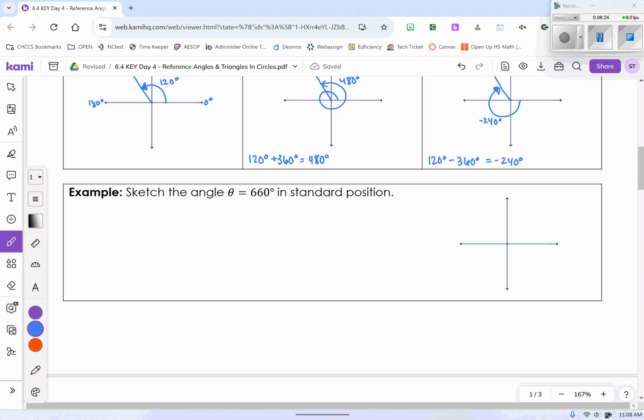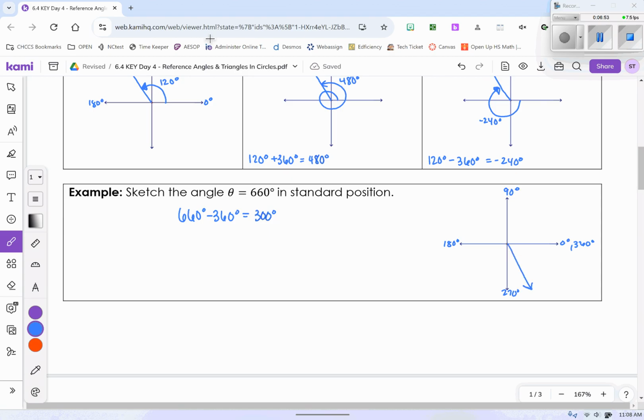The next one says sketch the angle theta 660 in standard position. So if you don't know where this is at, then I would suggest finding its coterminal angle to figure it out. So 660 minus 360 degrees means our coterminal angle is 300 degrees. So again, if this is 0 degrees, 90 degrees, 180, 270, all the way around is 360 degrees. 300 degrees would be, of course, somewhere in here.